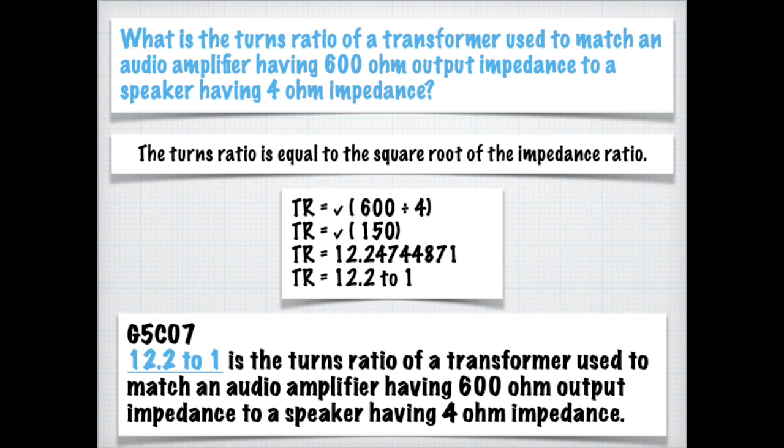So the square root of that is 12.24744871, which we round off to a turns ratio of 12.2 to 1. So you could do the math, or you can just remember that 12.2 to 1 is the turns ratio of a transformer used to match the audio amplifier having 600 ohms output impedance to a speaker having 4 ohms impedance. That's maybe a little easier for some of you to just remember.